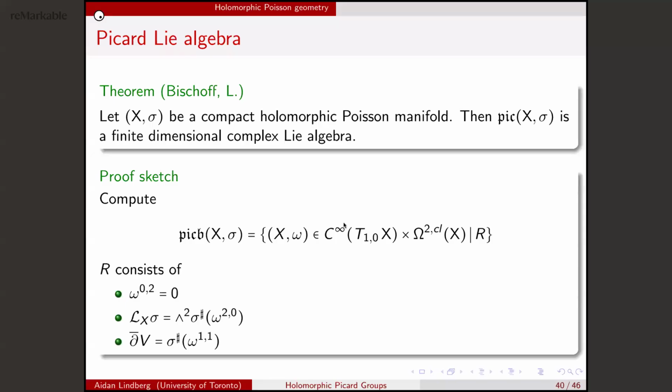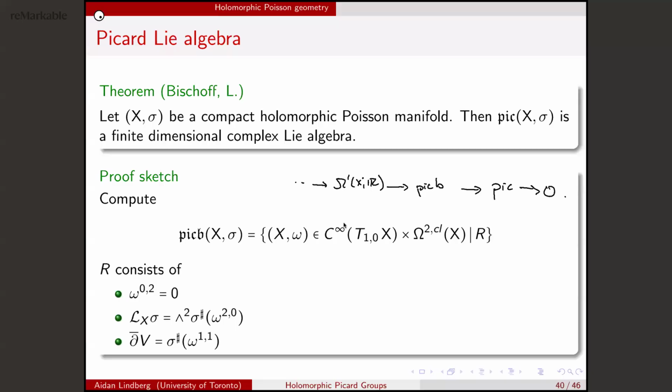So, let's prove this. I need to tell you three things. I need to tell you why this thing is a Lie algebra. I need to tell you why it's finite dimensional. And I need to tell you what the complex structure on it is. It is a quotient of this thing which I called Pic B. And then there was a map from real one forms into this Pic B, and then there was something else here, but that doesn't matter.